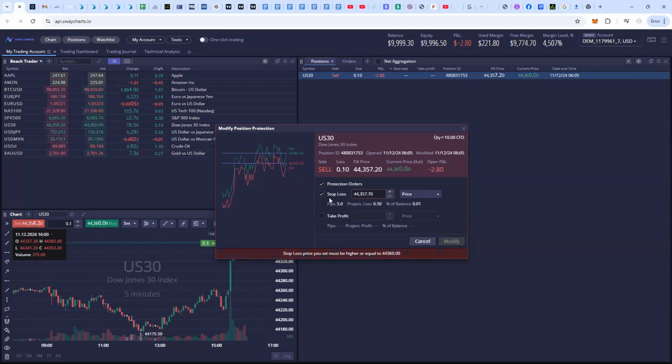So for a stop loss, when you're trading for it to sell, you got to make the stop loss a higher amount. So you're going to push plus, and you can see, right, the projected loss, 9 pips would be 90 cents. So right now, this is where it's at, 44,389. So let's go to 44, and let's go to 8.